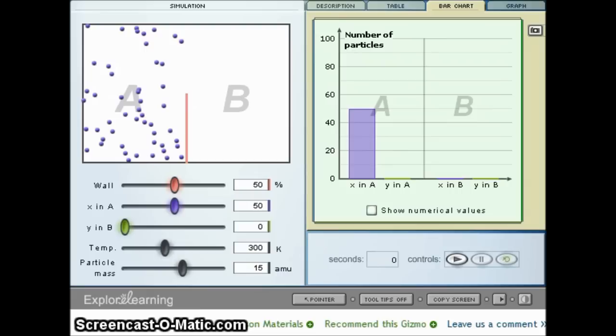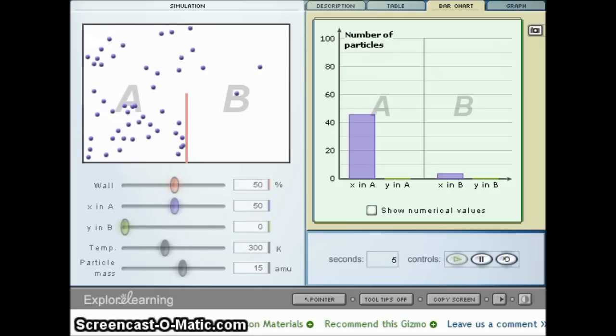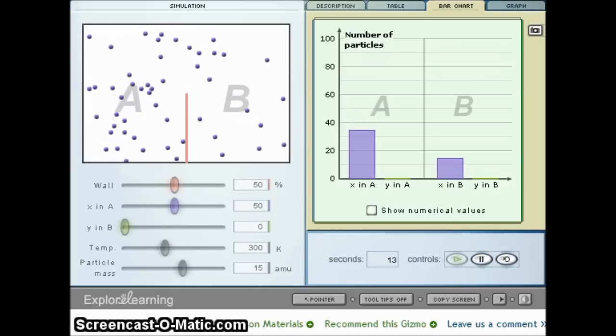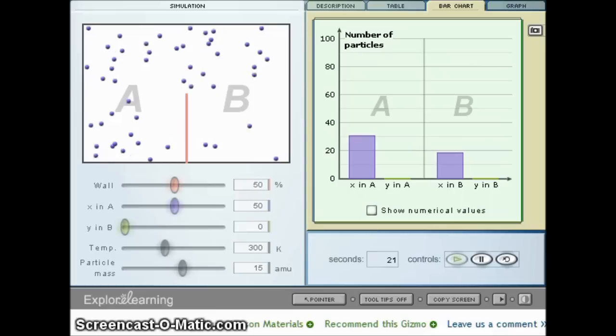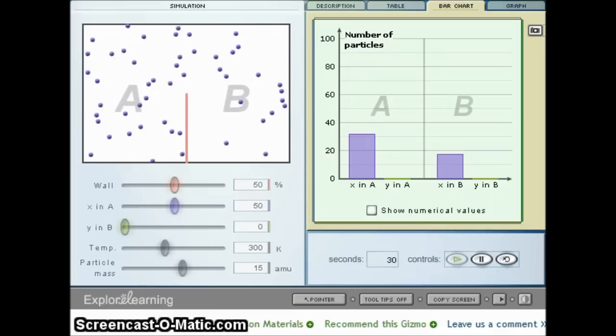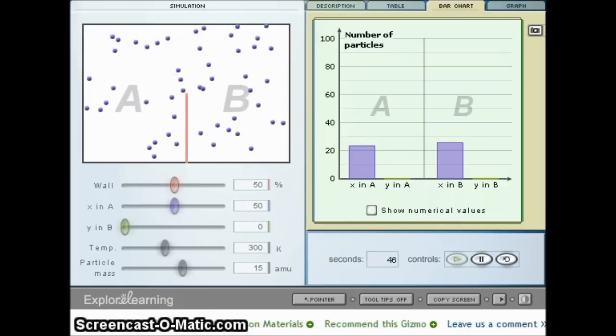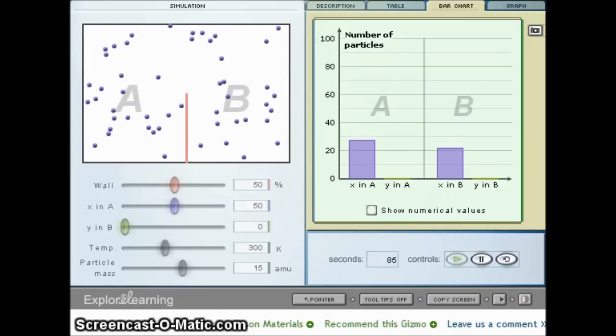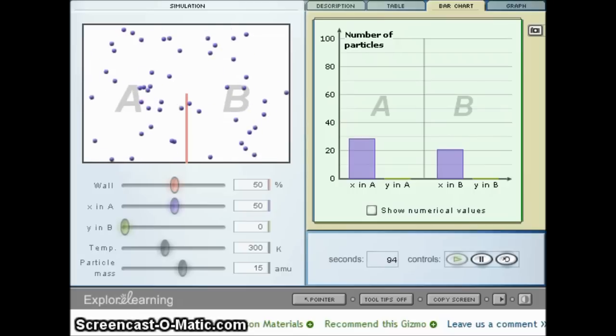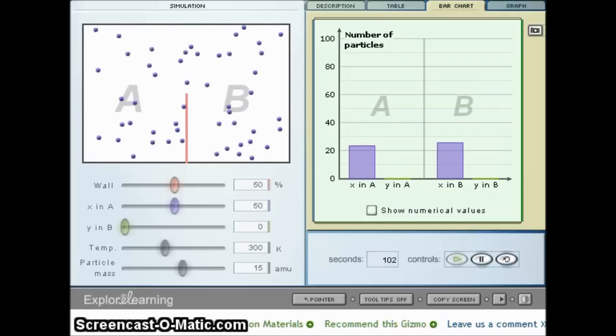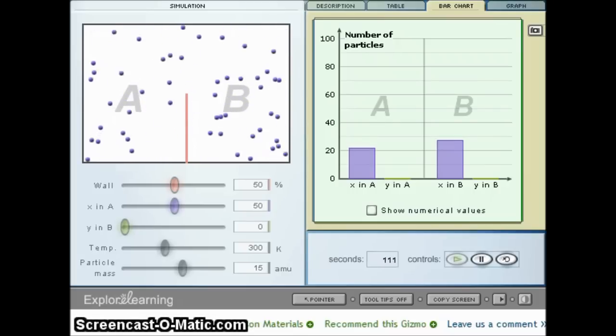In this bar chart, we see initially particle X is concentrated entirely in region A. But as we start the simulation, the particles migrate over through the process of diffusion to region B, until the concentrations of particle X in region A and region B are equal. Notice that the concentrations continue to fluctuate but remain essentially equal.